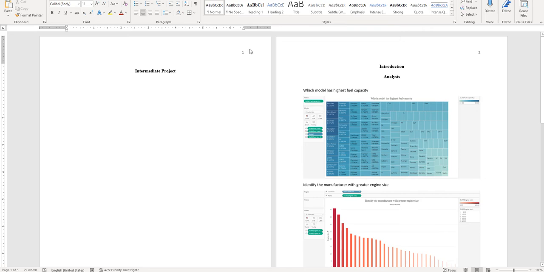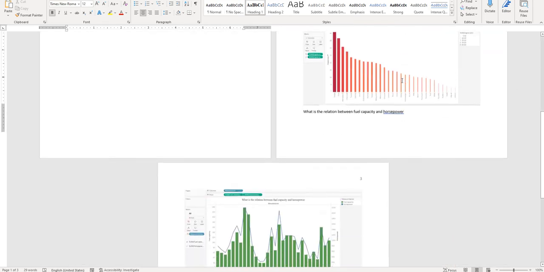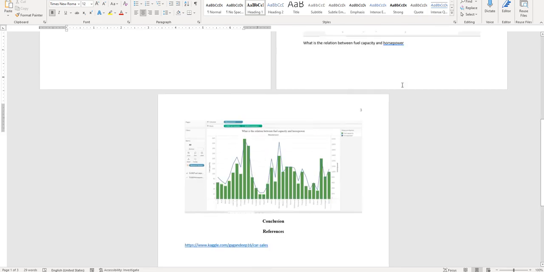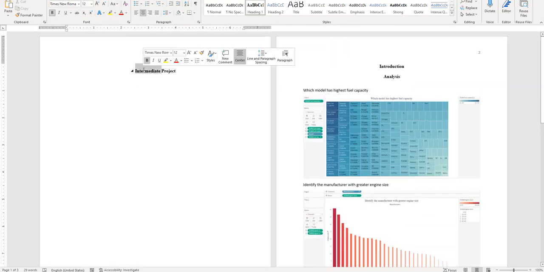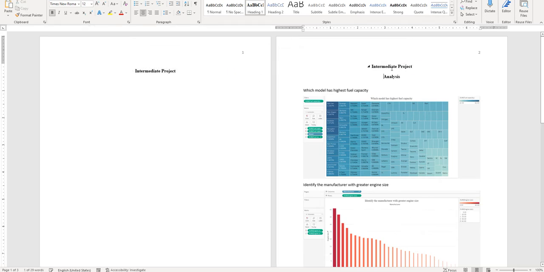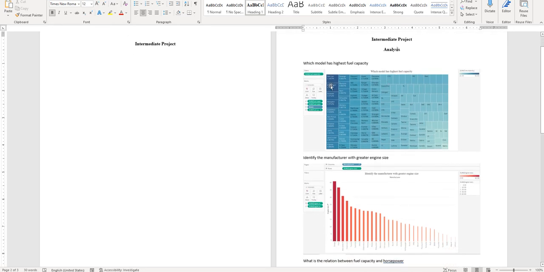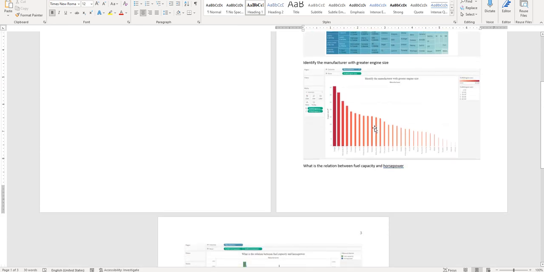So it includes page numbers, the title of the document, and important sections that are to be followed in the document. As it is an intermediate project, we are supposed to start our body with the intermediate project. So this is how it starts. It contains the intermediate project, and in the analysis part, the visualizations and the questions that we are going to address by using the data analysis that is prepared by us and shared with you.